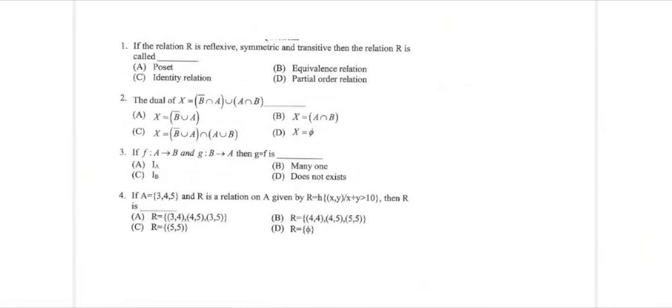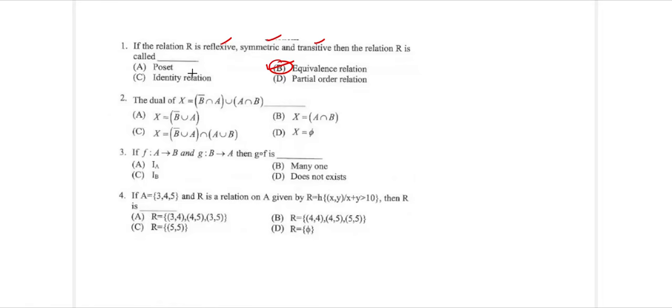Let us move to the second set of data. If the relation R is going to be reflexive, symmetric and transitive, then the relation R is called an equivalence relation. Just now we saw it.